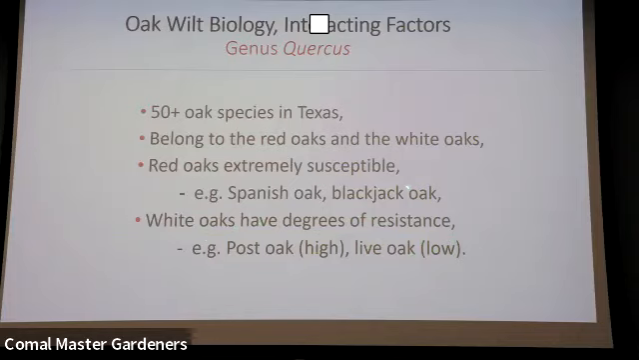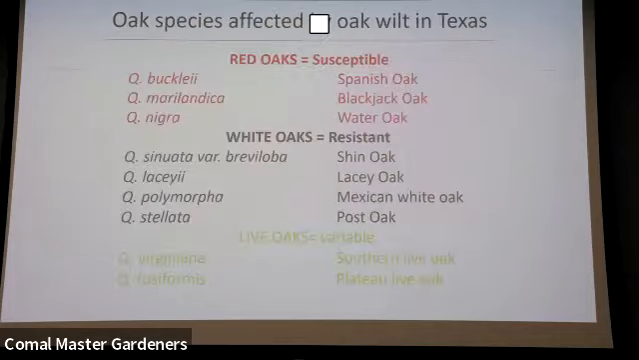But Spanish oak, blackjack oak, water oak, those trees never survive when they get infected with oak wilt. Generally, they will be dead within 6 weeks after showing the initial symptoms. Whereas with live oak, which has a low degree of resistance, but not completely susceptible like the red oaks are, you'll see live oaks that will linger on ad infinitum out here. And we're going to talk more about that in just a moment as well.